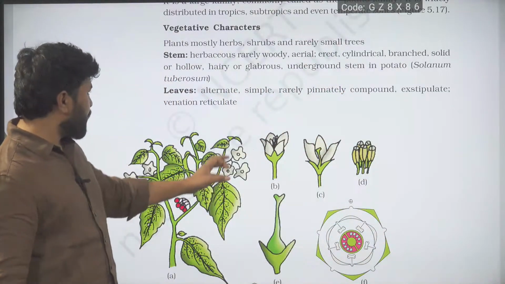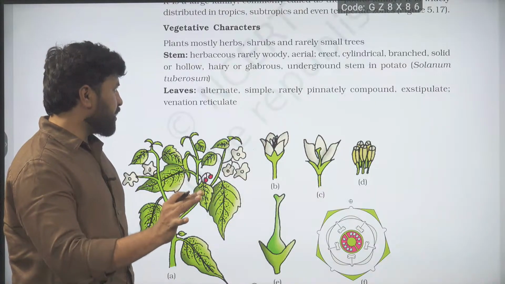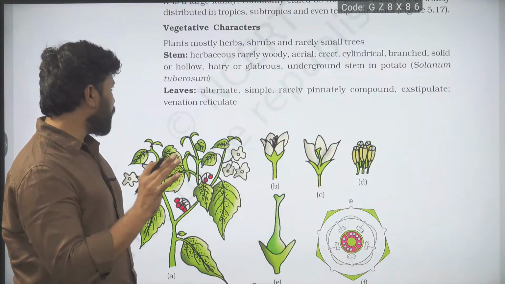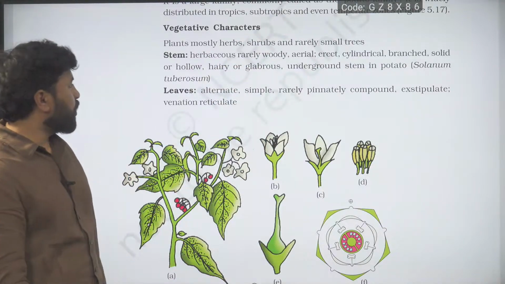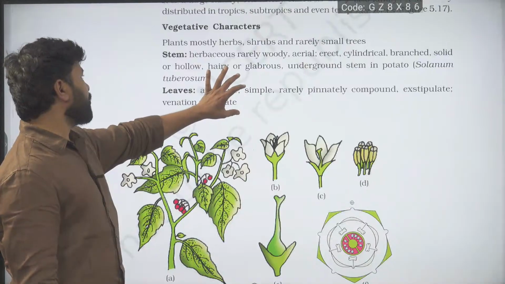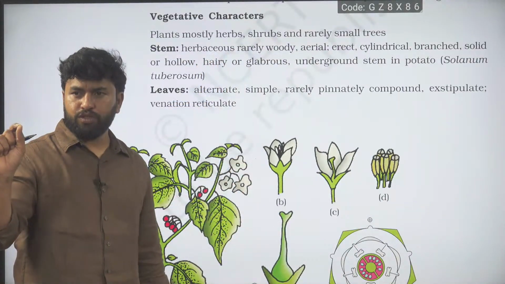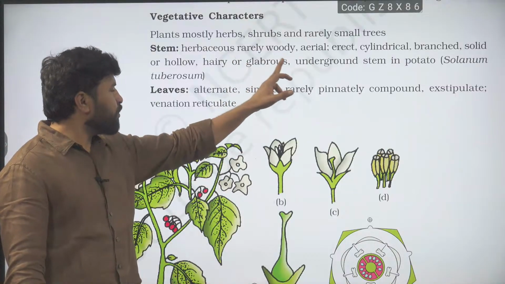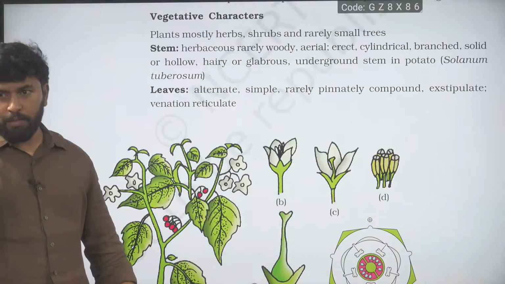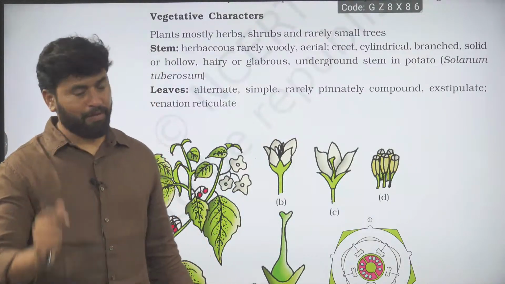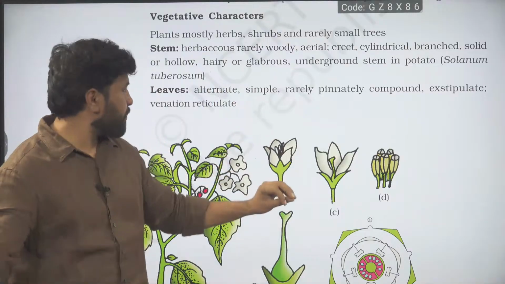Stem herbaceous, rarely woody, aerial, erect, cylindrical, branched, solid or hollow, hairy or glabrous; underground stem in case of potato can store food. Then one more time. Herbaceous, that means smooth stem, rarely woody. Actually, there should be a comma between herbaceous and rarely woody. That comma has been missed, so be careful. Herbaceous is one feature and rarely woody is another feature.